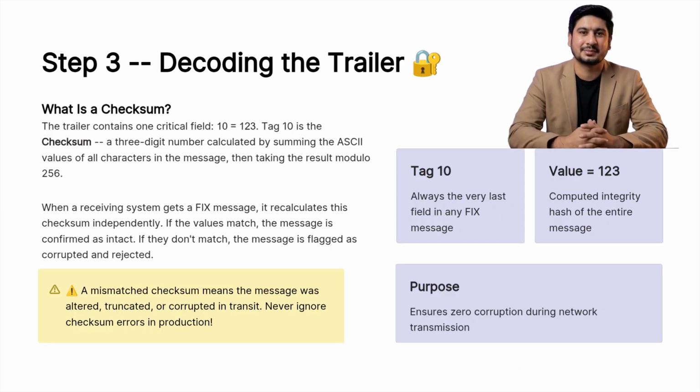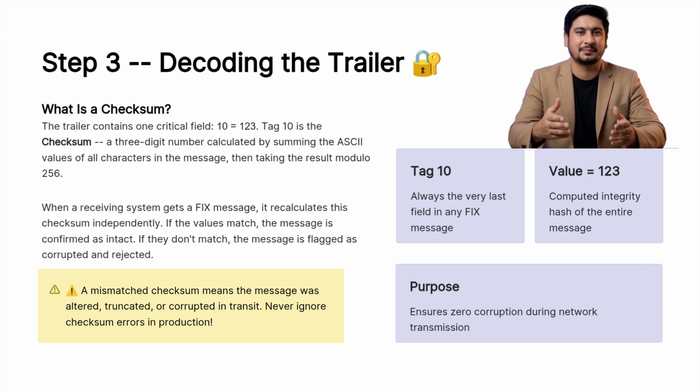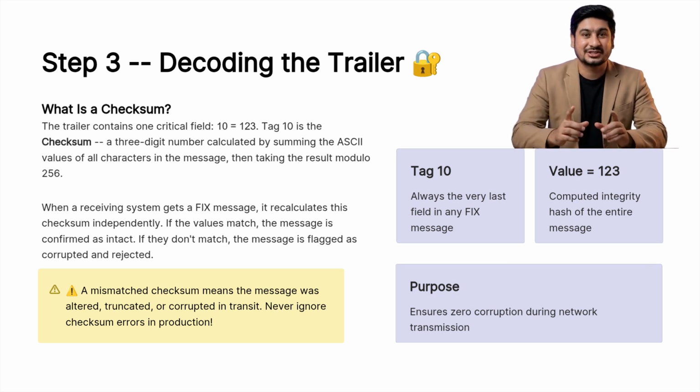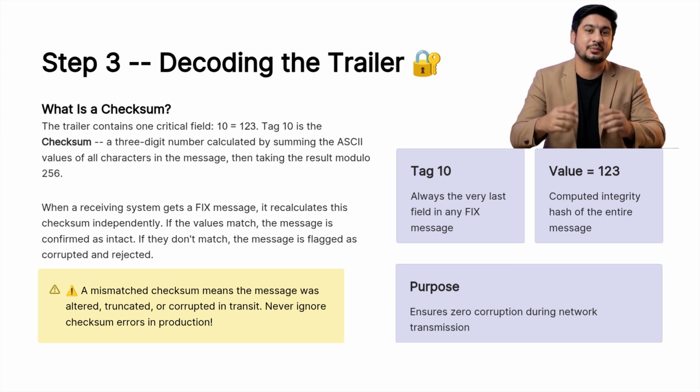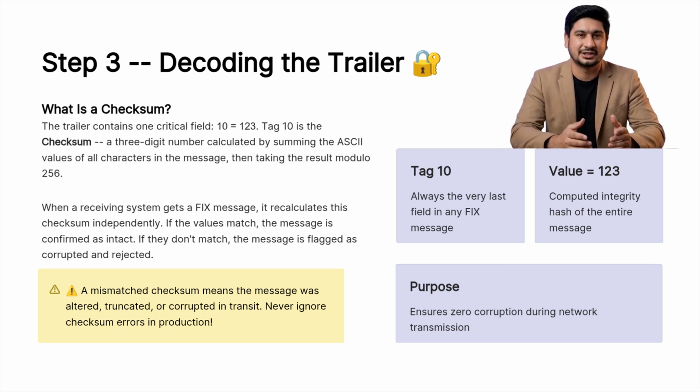The trailer of a FIX message contains the critical checksum field, tag 10. This 3-digit number ensures message integrity by summing ASCII values of all characters, then taking modulo 256. A matching checksum confirms message integrity. A mismatch indicates corruption. Always address checksum errors in production to prevent data issues.